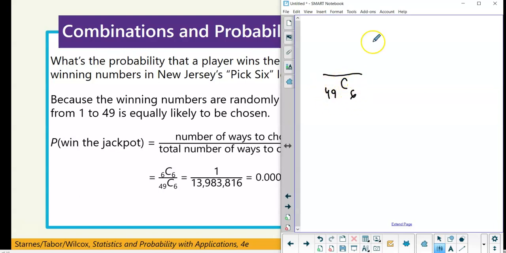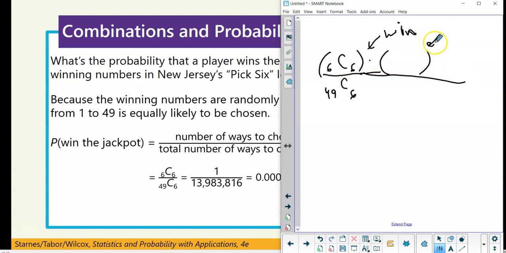But up top is the winning. How many winning balls are there? There's only 6 winning balls, and you want to choose all 6 of those. A cool way to think about it is to multiply by the chance of losing here. If there are 6 winning balls, there must be 43 losing balls. How many of those do you want to choose? You want all 6 winners, so we want 0 of those. You could type that in, and that is equal to 1.